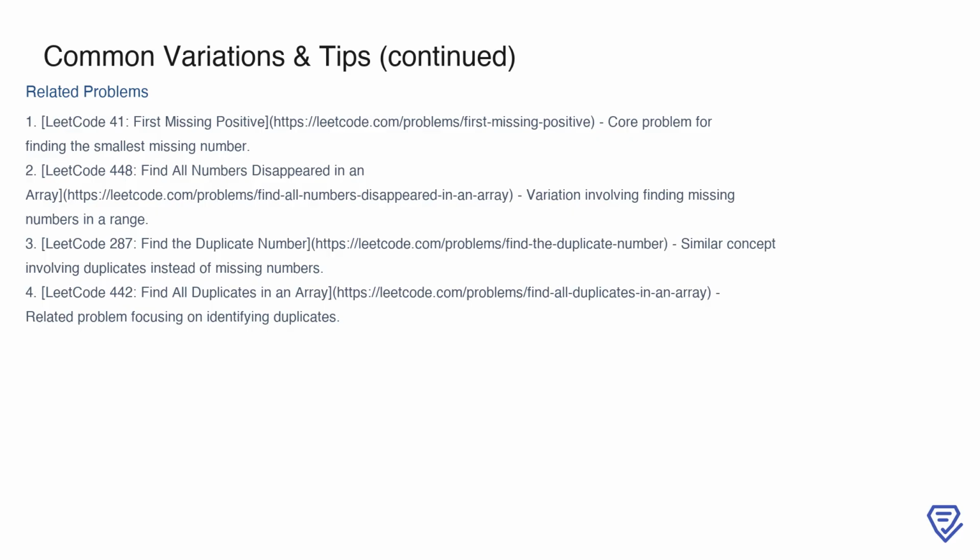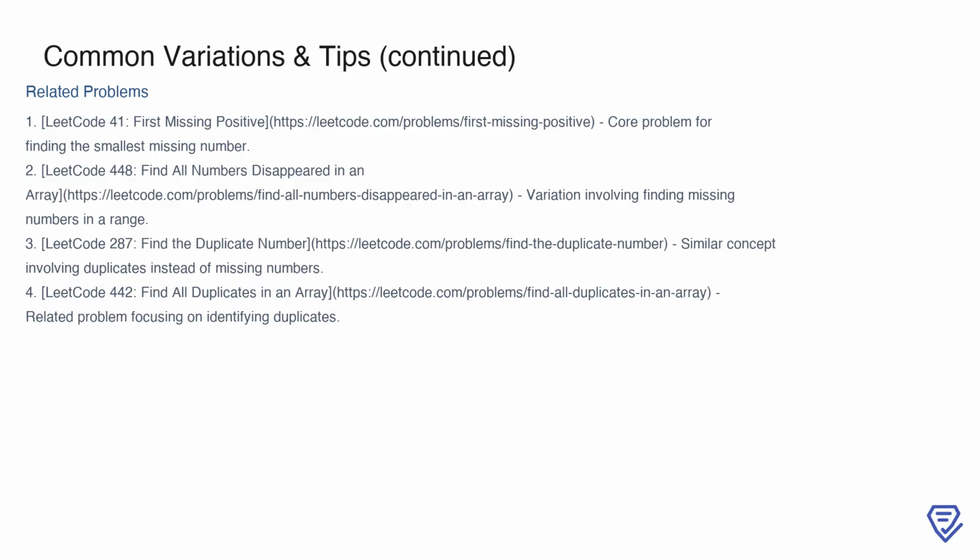The first, of course, is the core problem itself, LeetCode 41, First Missing Positive, which focuses on identifying the smallest missing number. Another closely related problem is LeetCode 448, Find All Numbers Disappeared in an Array, which involves finding missing numbers within a given range. Additionally, LeetCode 287, Find the Duplicate Number, is similar but shifts the focus to locating duplicates rather than missing values. Finally, LeetCode 442, Find All Duplicates in an Array, is another related problem that involves identifying duplicates in an array.